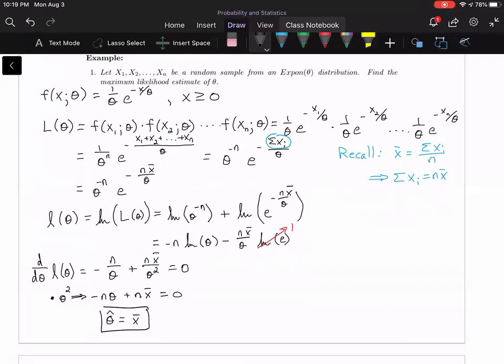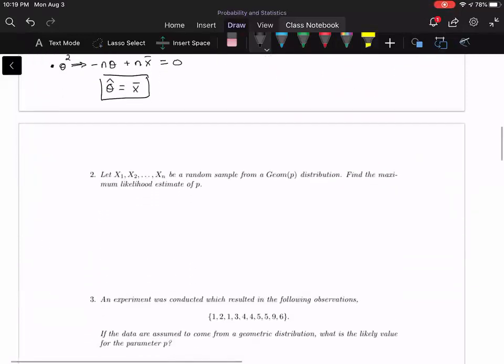So let's take a look at the second problem here. And it starts off similarly. Let x1, x2 through xn be a random sample from a geometric distribution. Find the maximum likelihood estimate of p. What's the geometric distribution? Anyone recall or happen to see it on the table? I don't remember if I put it on the table, but anyone recall the geometric distribution?